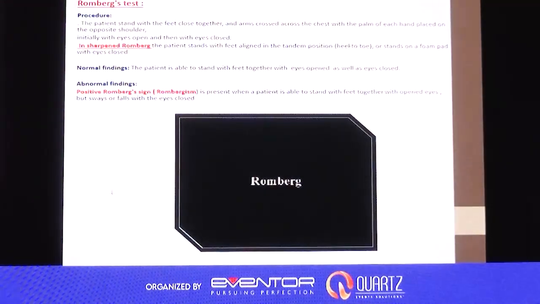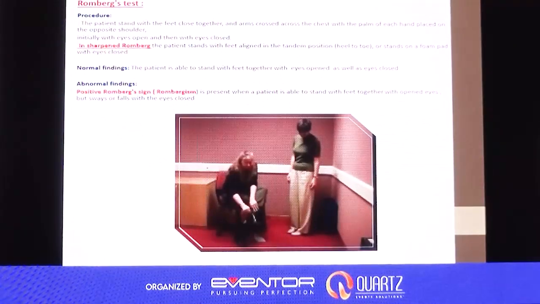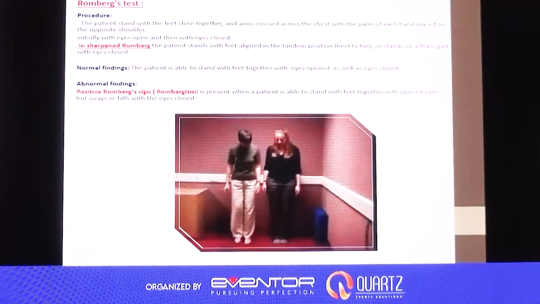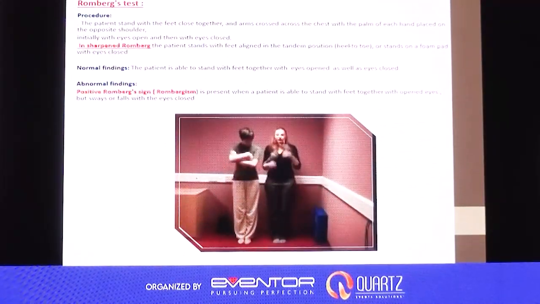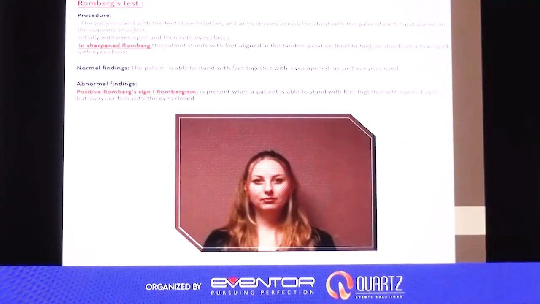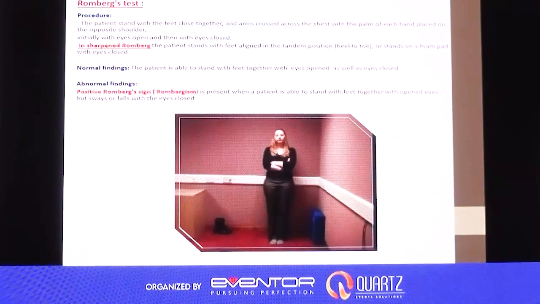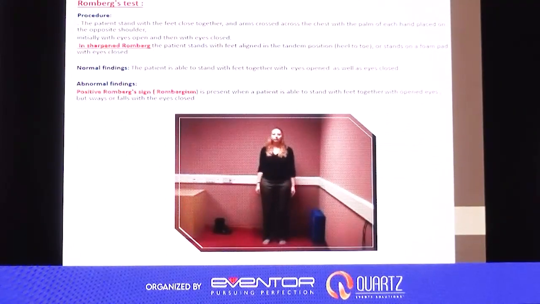The Romberg's test. The patient is standing with the feet close together and the arms crossed across the chest with the palm of each hand placed on the opposite shoulder, initially with eyes open and then with eyes closed. In sharpened Romberg, the patient stands with the feet aligned in the tandem position, which is known as heel-to-toe position, or stands on a foam pad with eyes closed.